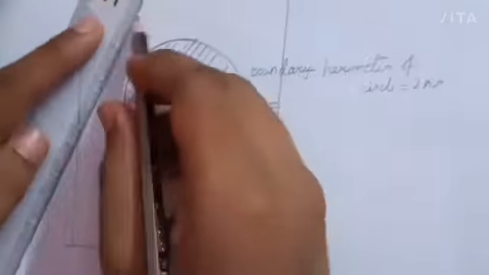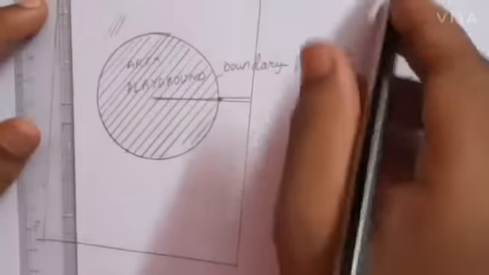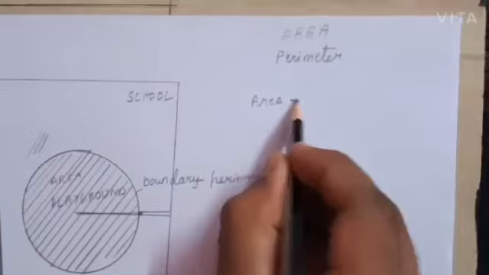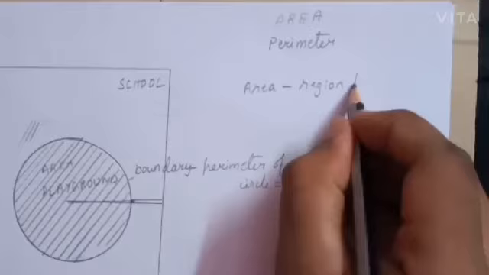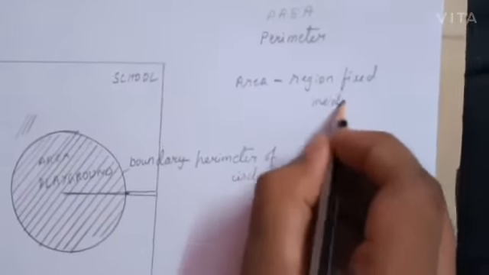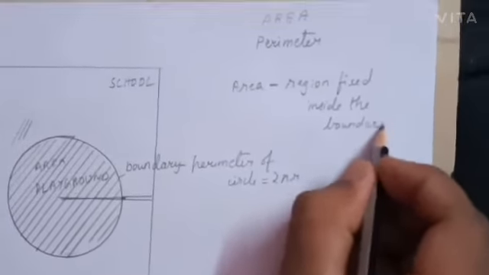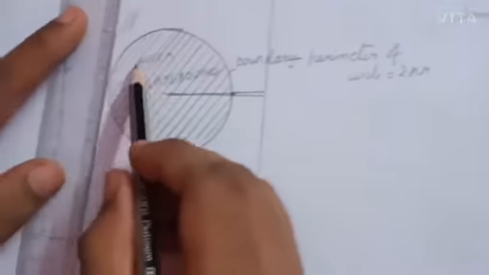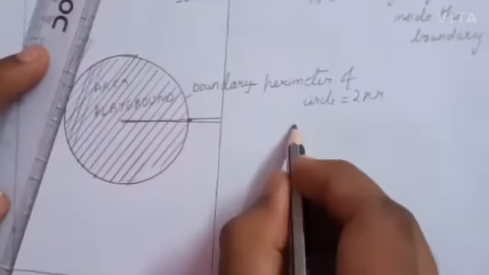So how can I say that it is the area? If I shade a region here, will it come under the circle? No, right? So area is nothing but the region that is fixed inside the boundary, called the area of the particular shape. At this instant, what I have shaded is the area of the circle, and it is pi r square.